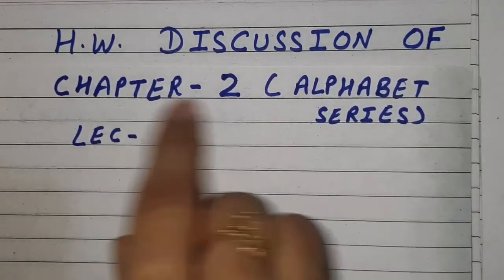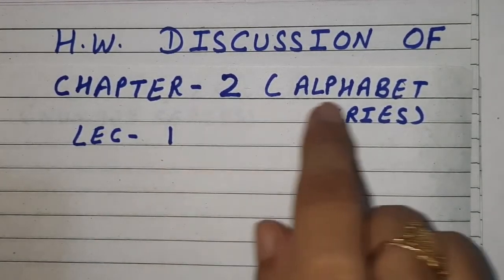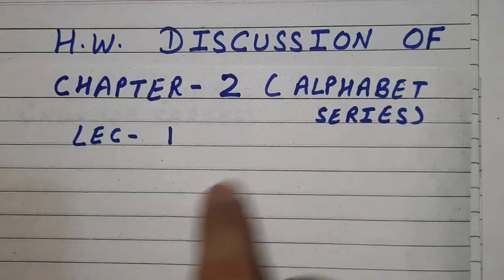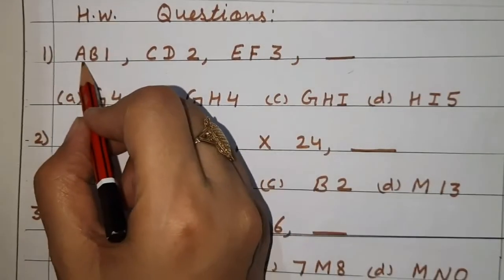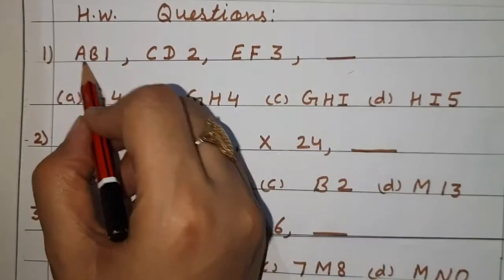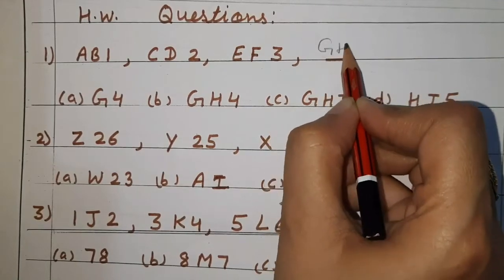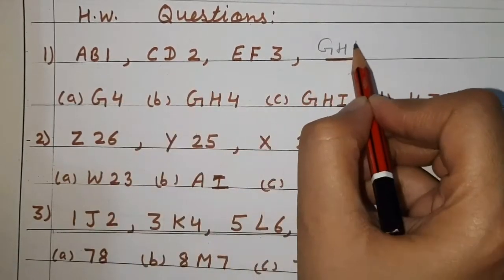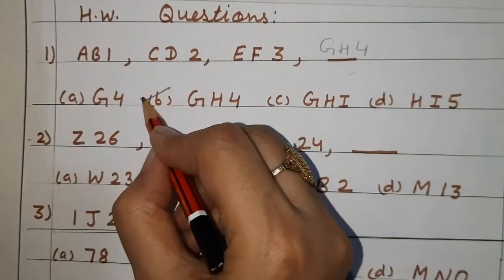Now we will do homework discussion of chapter 2, lecture 1. Name of the chapter is alphabet series. Look here, question number 1 was given to you. AB1, CD2, EF3 and dash. A, B, C, D, E, F, G, H. 1, 2, 3, 4. So our answer is option B.